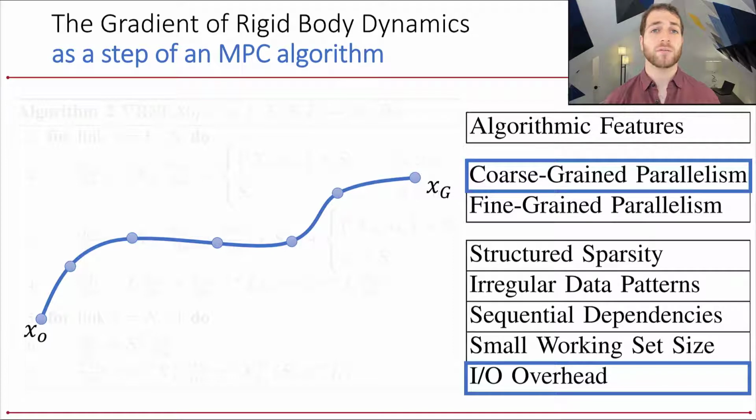Finally, when we consider this algorithm embedded inside the context of nonlinear model predictive control, we find that it's not important to just compute one dynamics gradient evaluation, but instead we need n evaluations for the n knot points along that trajectory, and this creates natural coarse-grained parallelism. Also, when using GPUs or FPGAs, we need to consider the I/O overhead of sending memory to the accelerator and back once we've computed the solution.